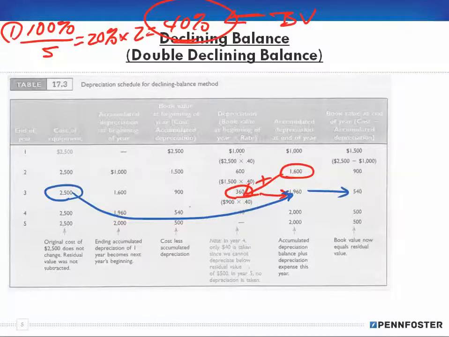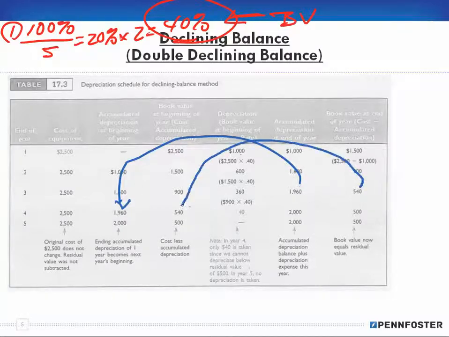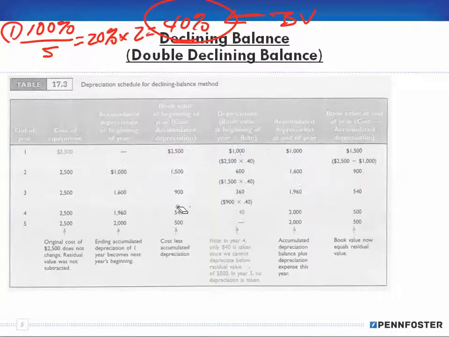But now here's where I have to start paying attention to things, okay? Because I bring my accumulated depreciation of 1,960 over, and that becomes the beginning balance for year 4, and my book value of 540 becomes the beginning balance for year 4. But I have to pay attention here, because as I'm looking at this 540, remember, I can only depreciate up to $500. So that means going into year 4, the most I can depreciate will be $40.